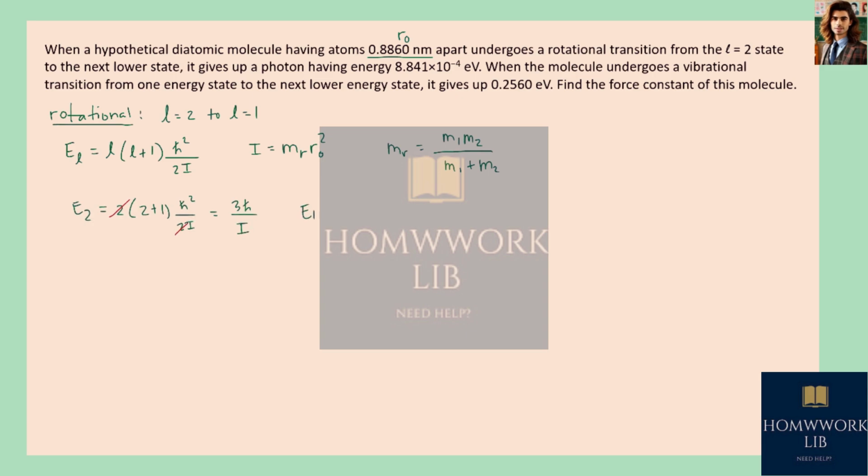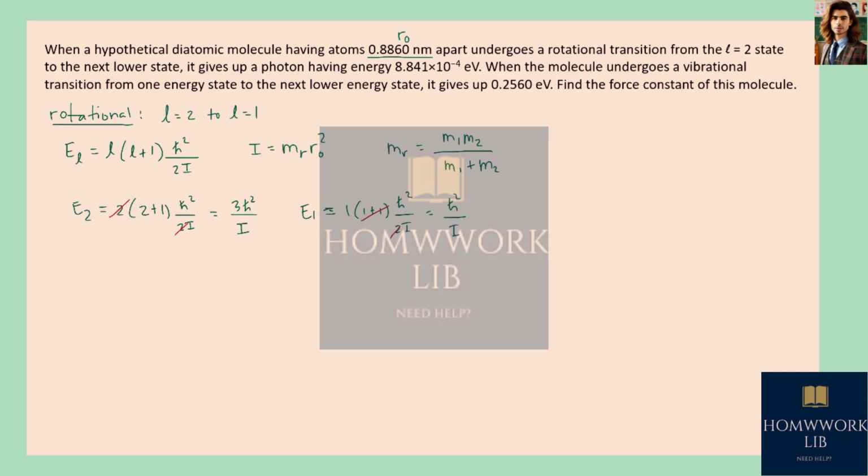And then E1 is going to be 1 times 1 plus 1 times h bar over 2I. And again, the 1 plus 1 is going to cancel with the 2 in the denominator, leaving me with simply, not h bar squared. It is h bar squared. My apologies, I missed the squared there. H bar squared over I.